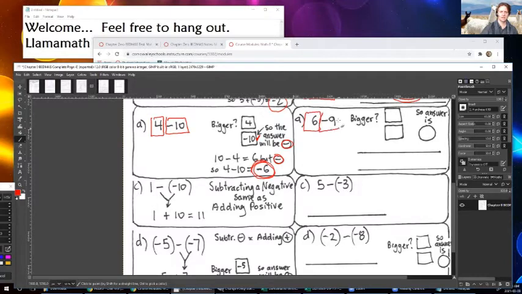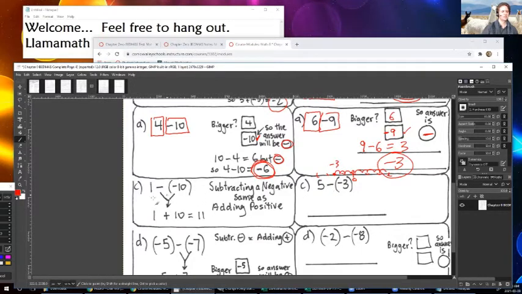You have 6, you have minus 9, so you have 6 positives and 9 negatives. So there's more negatives, so the answer is going to be negative. When I drop the signs, the biggest number minus the smallest number gives me 3, but the answer is negative, so it's minus 3. And that makes sense if we drew our little number line here. We started at 0, and this is 6. 1, 2, 3, 4, 5, 6, 7, 8, 9. We're at minus 3 here.